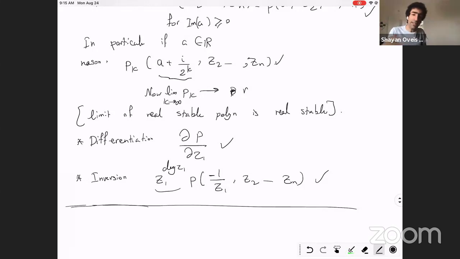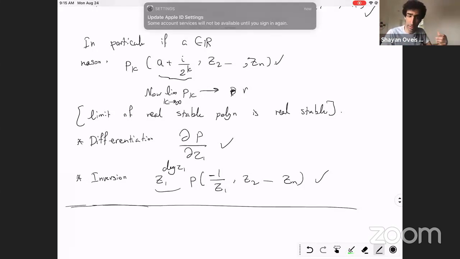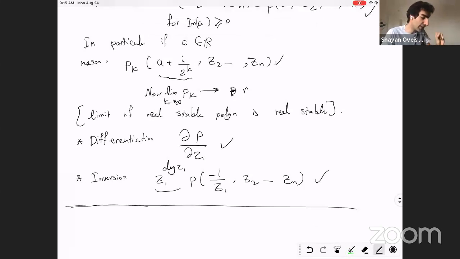There is a generic theorem I'm going to talk about in the next lecture, which tells you under what linear operations this family of polynomials is closed. But for now, let's just stick to this.